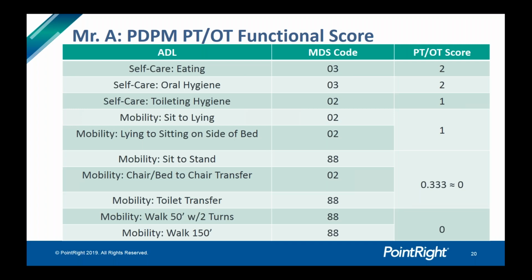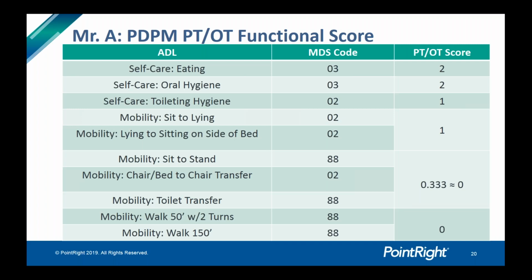Now for self-care, the toileting hygiene, sit to lying, lying to sitting on the side of the bed, these are a little bit lower of a score because he needs a little more heavy-duty assistance with turning and positioning and getting himself around in bed to accomplish these ADL tasks. So each of those is coded as a 2 on the MDS, and a 2 would give you a 1-point score in PDPM.